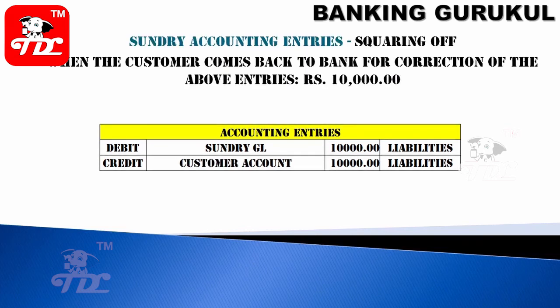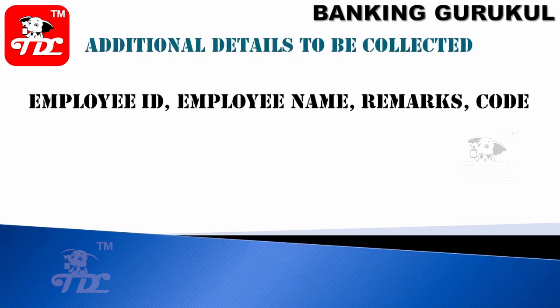Then maybe after some time, after 15 days or 1 month or 2 months, the customer comes back to the bank and says, last month I gave 10,000 rupees and it is not credited to my account. Then you can verify the details and debit the sundry creditors. Then you credit the customer account, because it will go to the correct person's account. So always for suspense or sundry creditors, mention the employee ID, employee name, remarks and unique code.